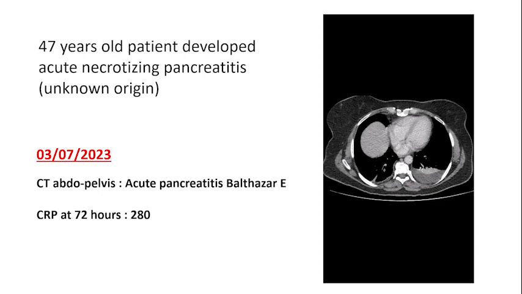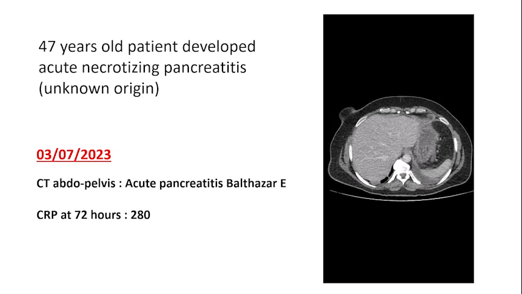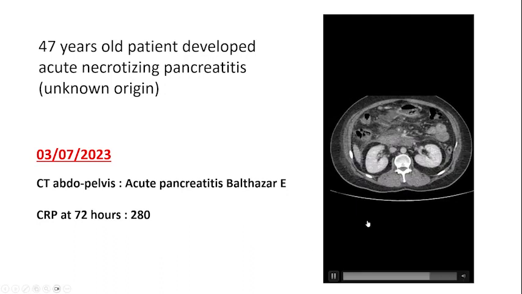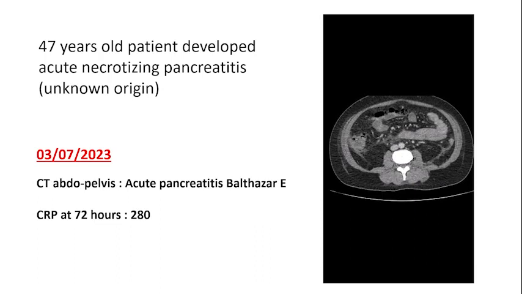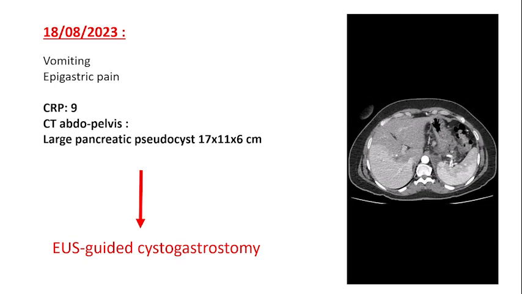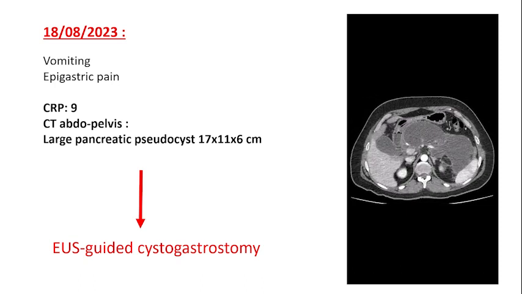Our next case is a 47-year-old patient who developed acute necrotizing pancreatitis of unknown origin. Two months ago, CT abdomen and pelvis showed acute pancreatitis, and CRP at 72 hours was 280. As we see in the CT scan. One month later, she presented with vomiting and epigastric pain and CRP 9. CT scan at that time showed a large pancreatic pseudocyst, 17-11 by 6 centimeters.